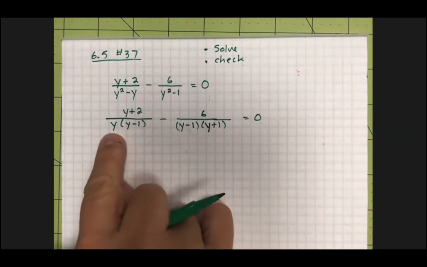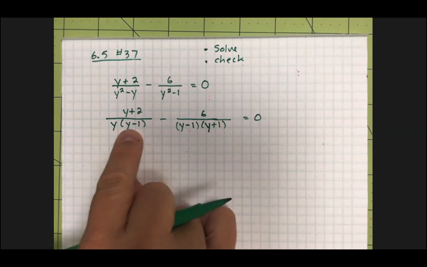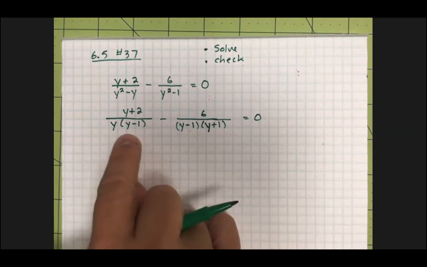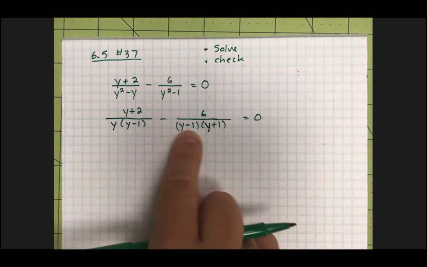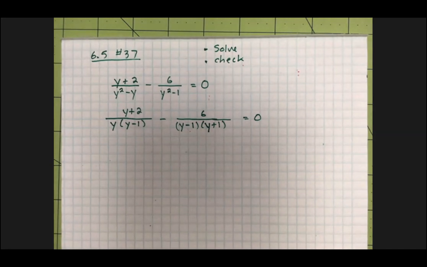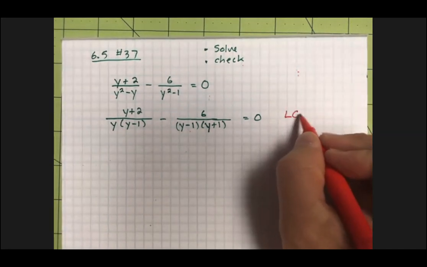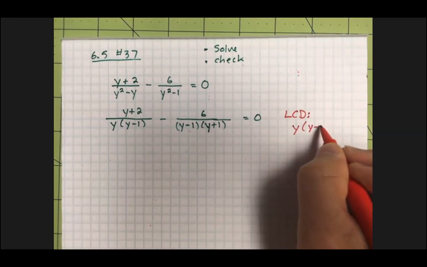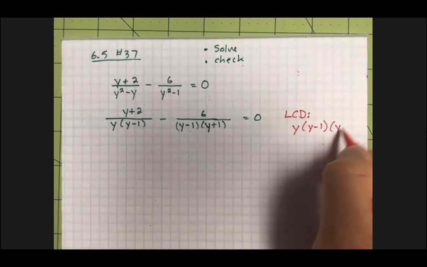So look at my denominators. I got a y minus 1, and then a y plus 1. I've got 3 different pieces. This first denominator lacks the y plus 1. This second denominator lacks a y. So that's going to be my least common denominator. All 3 of those pieces.